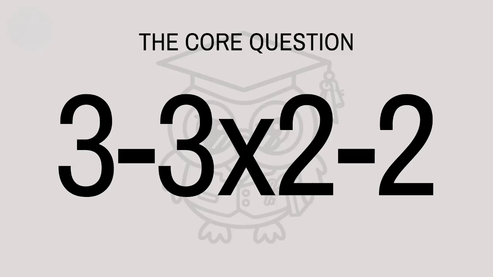Today we're solving 3 minus 3 times 2 minus 2. We're going to start by analyzing the common error that leads to an incorrect result, and then apply the strict algebraic hierarchy of operations to find the single exact value.